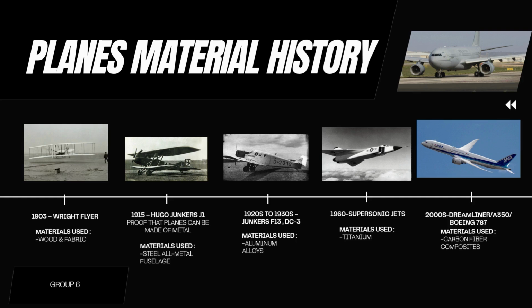In the 1960s, titanium entered superjets like the SR-71. It handled the extreme heat of high-speed flight that aluminium couldn't. And today, carbon fiber composite dominates modern jets like the Boeing 787. They are lighter, stronger, and more efficient, reducing fuel emissions.